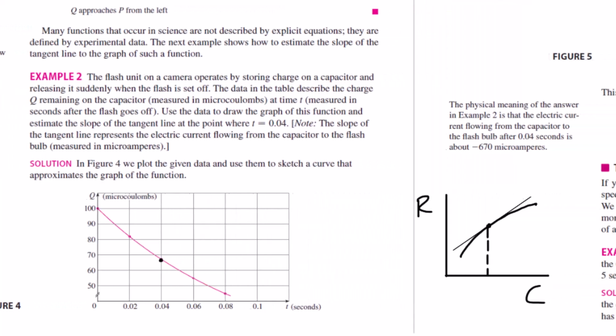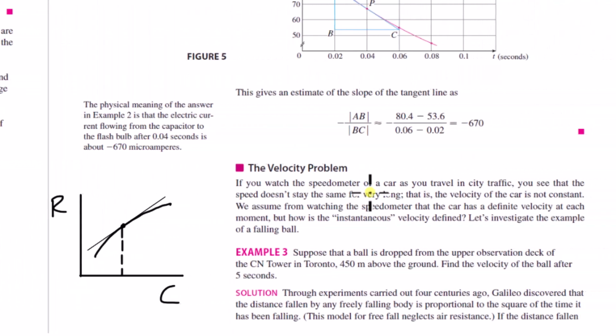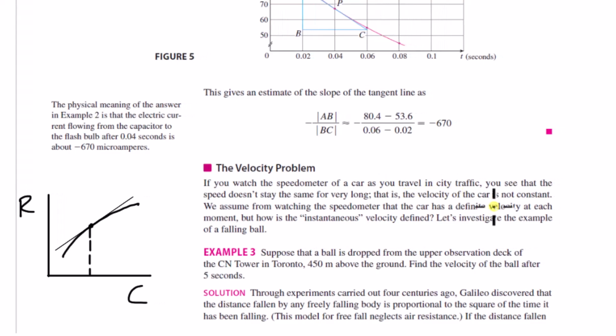Okay, so it says if you watch the speedometer of a car as you travel in city traffic, you see that the speed doesn't stay the same for very long. That is, the velocity of the car is not constant. We assume from watching the speedometer that the car has a definite velocity at each moment. But how is the instantaneous velocity defined? Let's investigate the example of a falling ball. So what they're saying is that whenever you're driving in a vehicle, your speed is constantly changing, right? In general, it's not just a constant velocity or a velocity that's changing linearly with time.